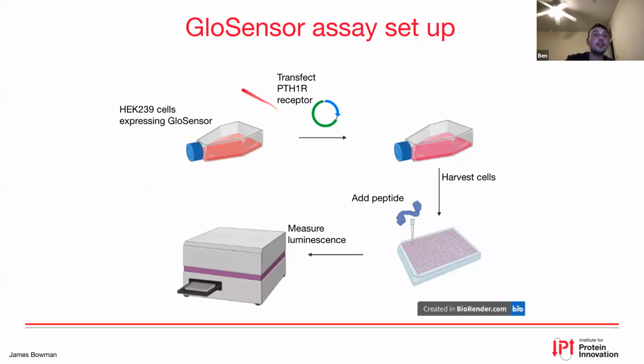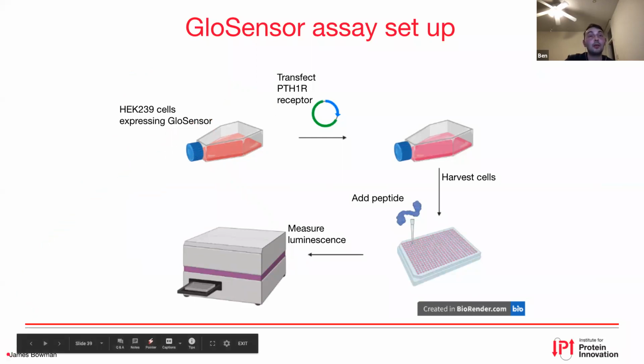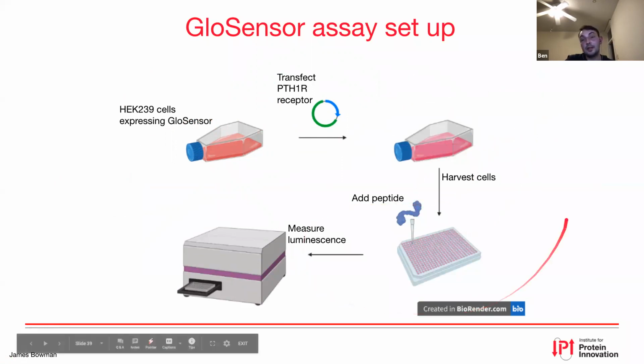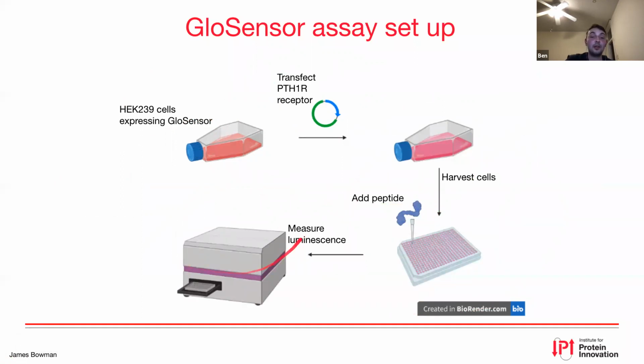So how do we do this assay? We have this HEK cell line that stably expresses the glow sensor, which was made by James, another postdoc in the lab. And so I could take the cell line and then transiently transfect our receptor into it. After I transfect it into the cells, I can harvest them, assay them in a plate with our peptide or control, and then measure an increase in luminescence to see if there's signaling.